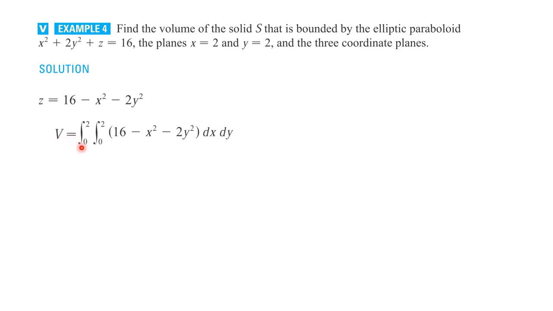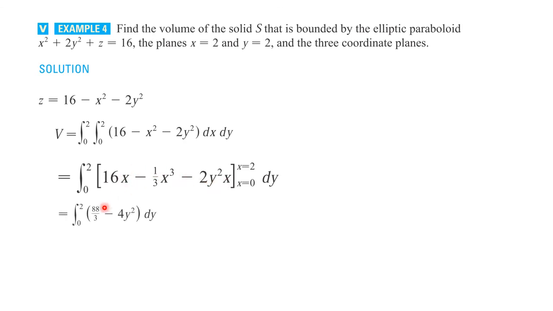Volume is equal to integrate from 0 to 2, integrate from 0 to 2, 16 minus x square minus 2y square dx dy. So first we integrate the inner integral, we'll get 16x minus 1 over 3 x cube minus 2y square x. Simplify it, we'll get 88 over 3 minus 4y square.